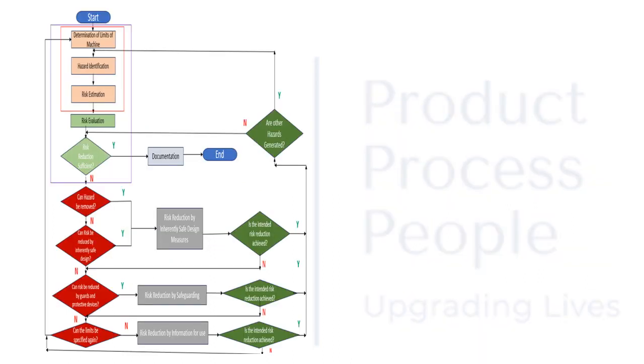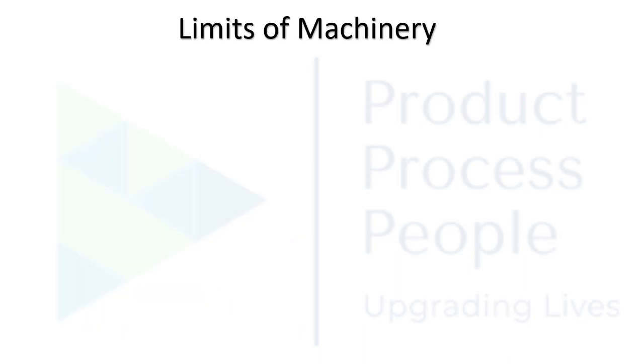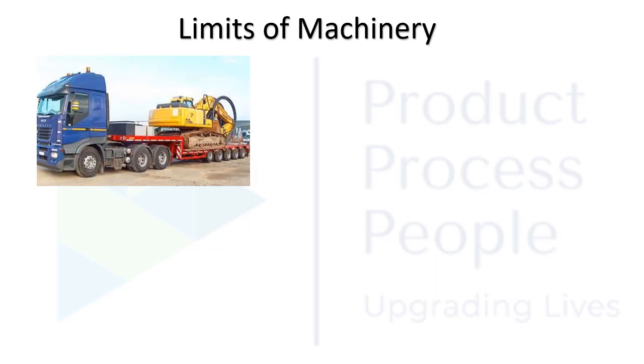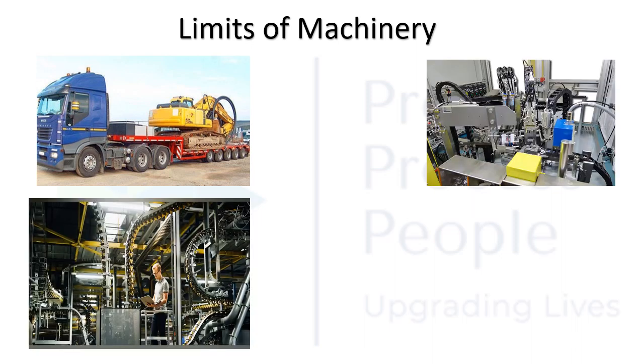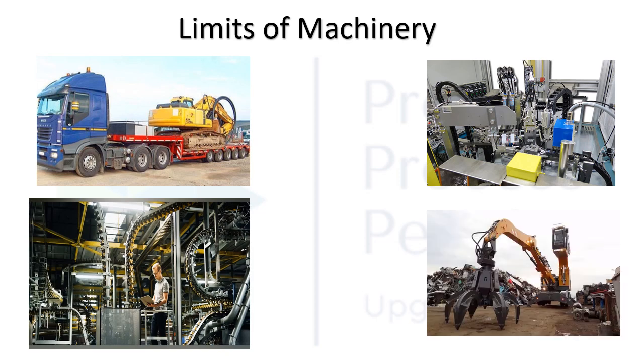This is the life cycle of ISO 12100, and within this life cycle the first step is determination of limits of machine. In ISO 12100, the limits of the machine are discussed starting from transportation of the machine to assembly, commissioning, and then final scrapping of the machine. So it talks about the whole life cycle of the machine, from the cradle to grave approach.